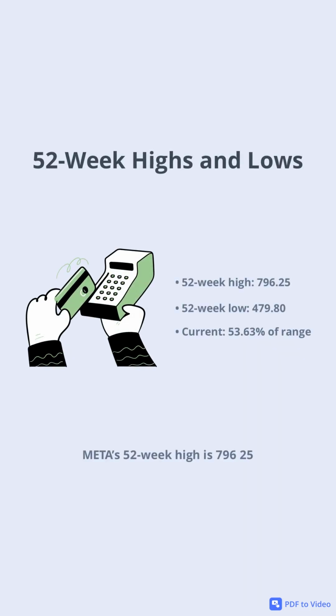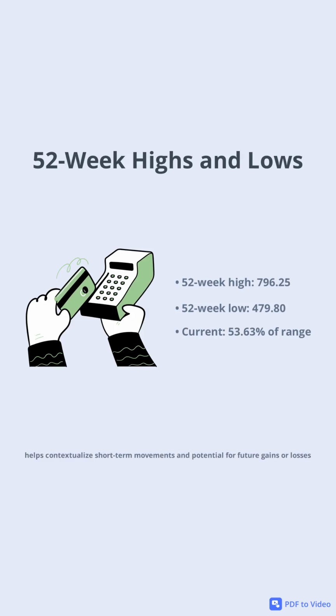Meta's 52-week high is 796.25. And the 52-week low is 479.8. The current price is at 53.63% of the range between these extremes. This positioning suggests that Meta is trading in the middle of its annual range, neither at a peak nor at a trough. Understanding where the current price sits within the yearly range helps contextualize short-term movements and potential for future gains or losses.